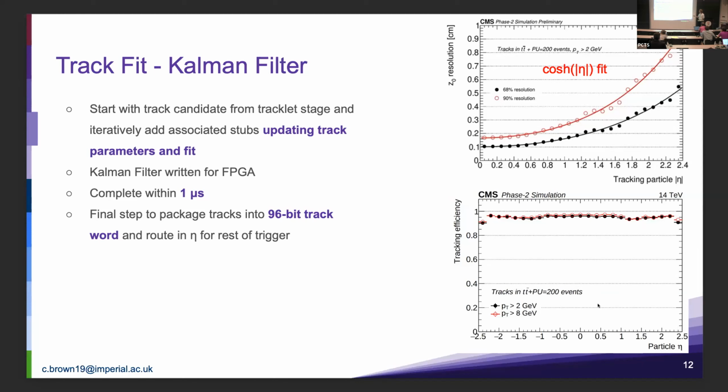We're looking at 95% track finding efficiency for tracks above 2 GeV. We see slight dips in various regions, and this tends to be because of the transition between our barrel and end caps. But overall, the track finding efficiency is flat across theta, which is good and what we're aiming for.